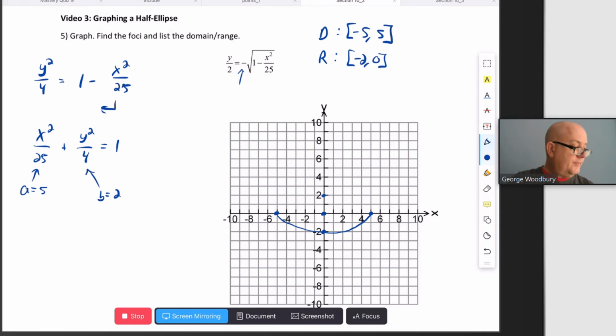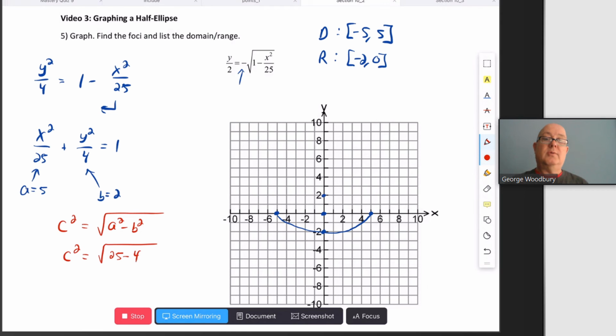For the foci, c squared equals a squared minus b squared. c squared equals 25 minus 4. Remember that the original denominators here, those are a squared and b squared. So I could write 5 squared and 2 squared if I wanted to, but those end up being 25 and 4 again. So c is the square root of 21.